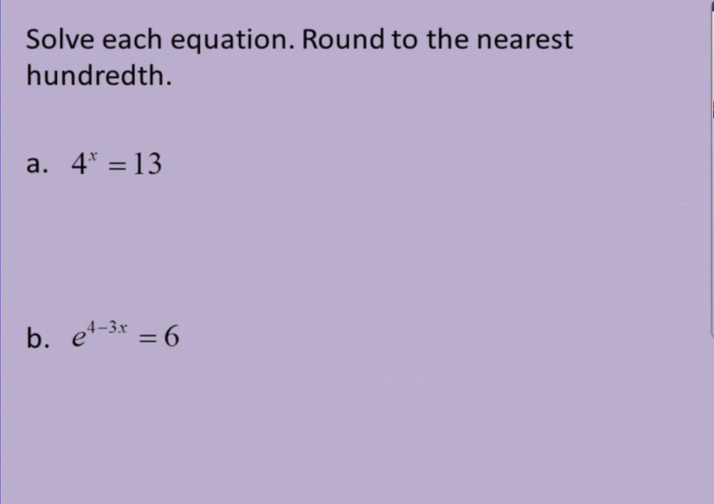So on the first one, this is going to be very similar to that one we just did. This is 4 raised to the x power. We need to get rid of that. We want to get the x by itself, but it's in an exponent. So we can accomplish this by taking the log of both sides. Now you could take the log or the ln. It doesn't matter. You'll get the same answer either way.